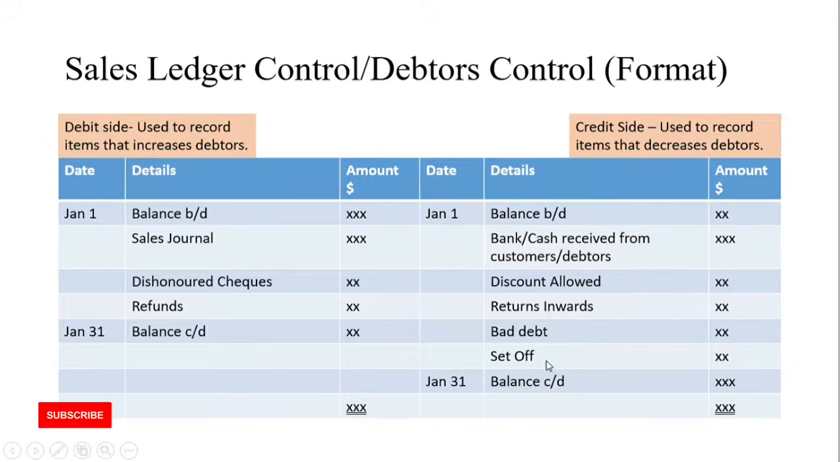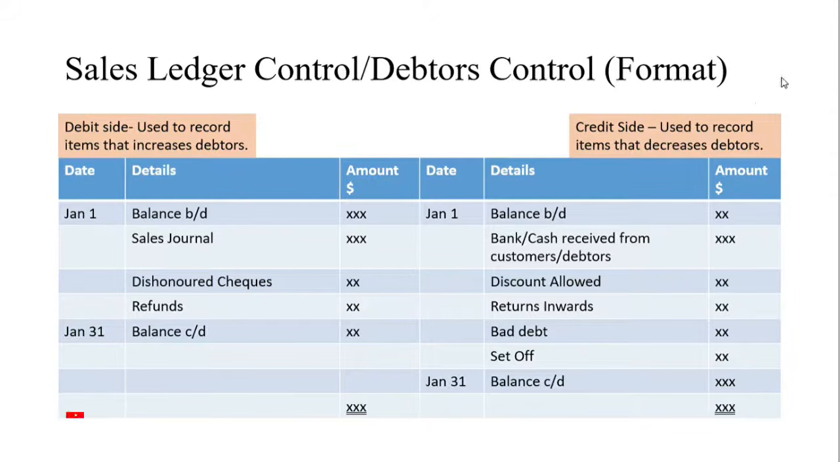Set off is like a contra entry. It's going to be on the credit side of the sales ledger control, and it's going to be on the debit side in the purchases ledger control. So it comes in both control accounts. That is why I say it is a kind of contra type of entry. So it appears in the credit side of the sales ledger control and in the debit side of the purchases ledger control. And there you go. That is it for the sales ledger control account.